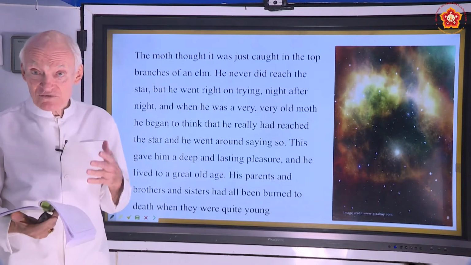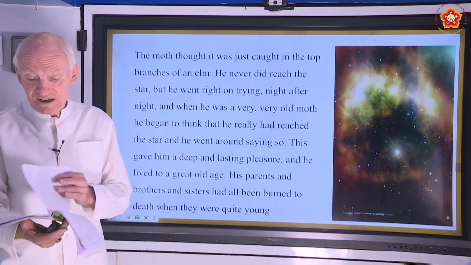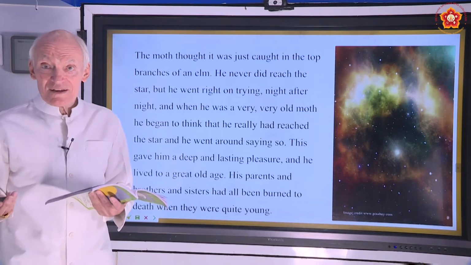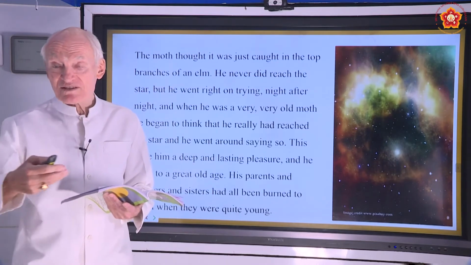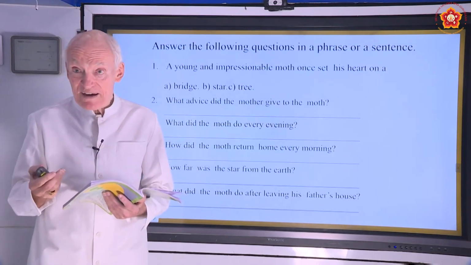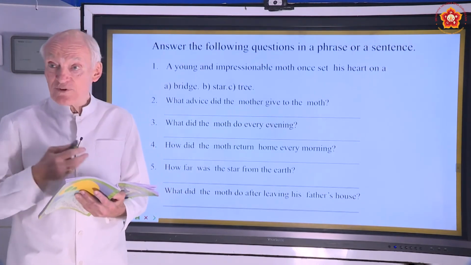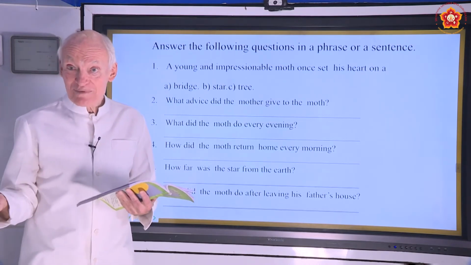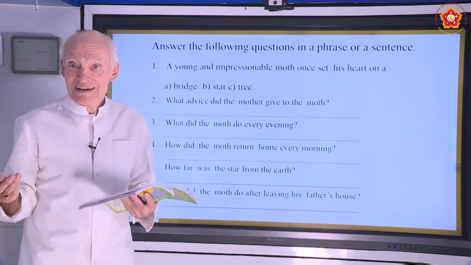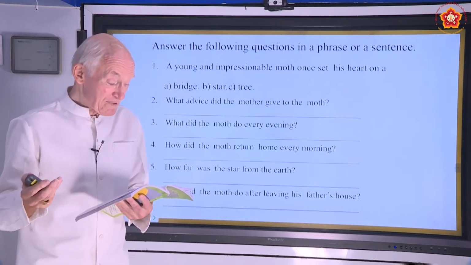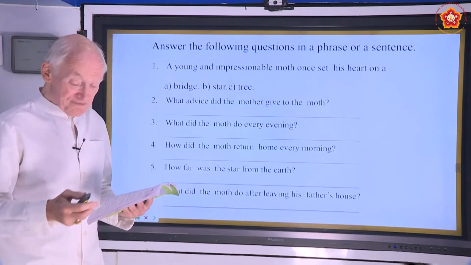And in a certain way, he had reached the star. And because of this goal, he lived a long life. His brothers and sisters, his parents are long gone. So this is a narrative passage, and they're asking us if we have any understanding. Of course we do. We're sharp. We're fluent English students, okay? We've read the passage, we've heard the discussion, and we know what happened. So we're going to answer these questions.